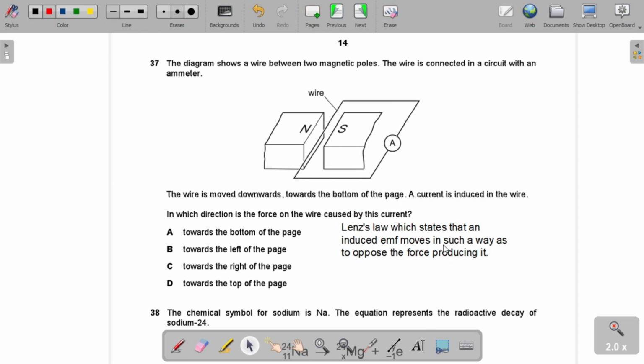So the force is going to move in the opposite direction to the current. So the wire is moved downwards, then the force is going to move upwards towards the page, so towards the top of the page according to Lenz's law.